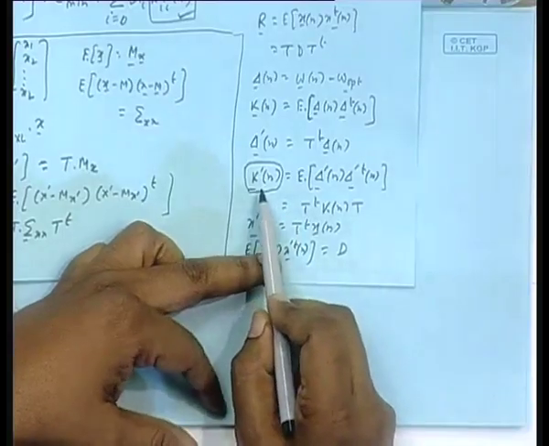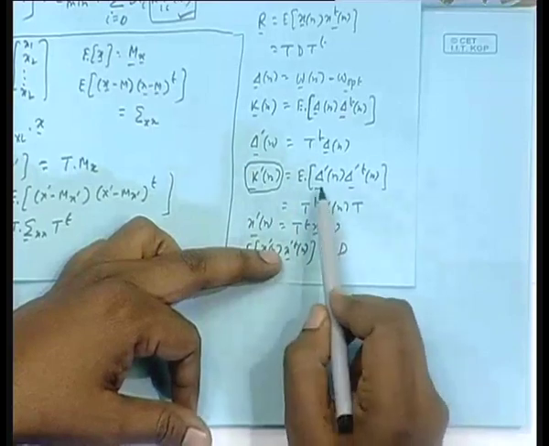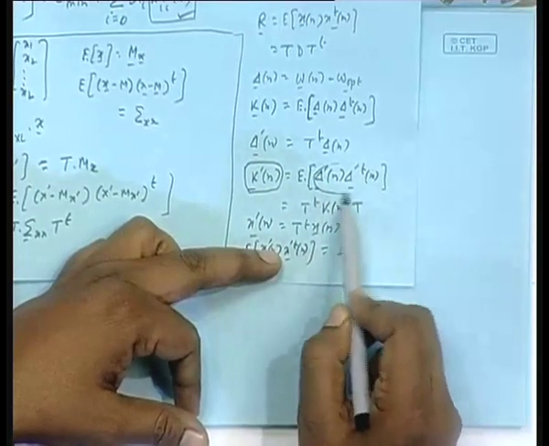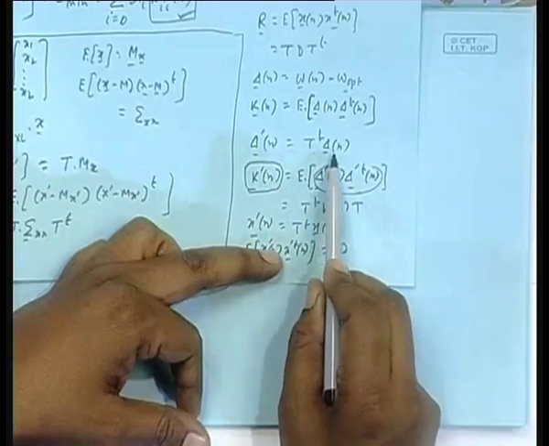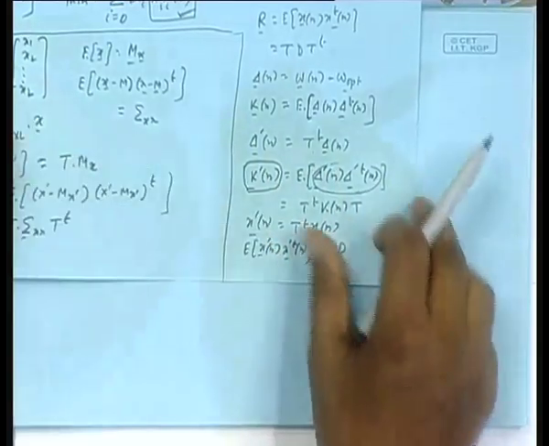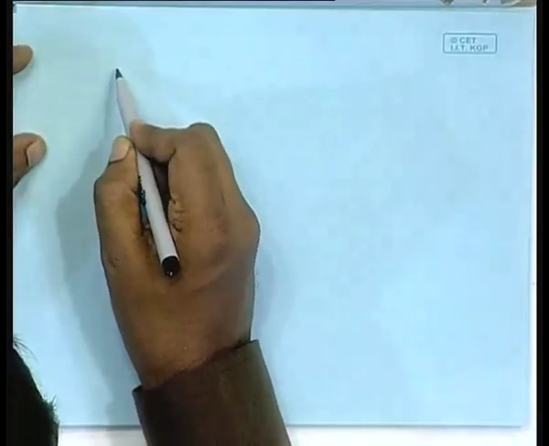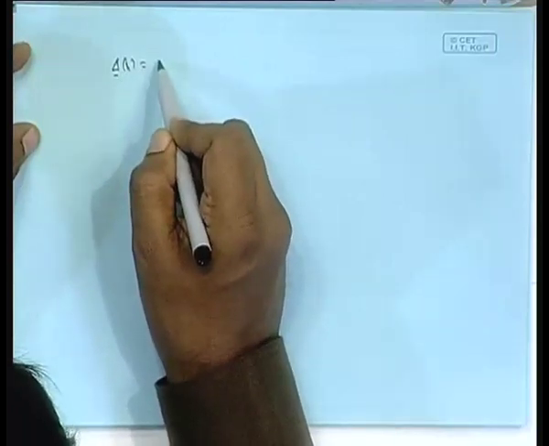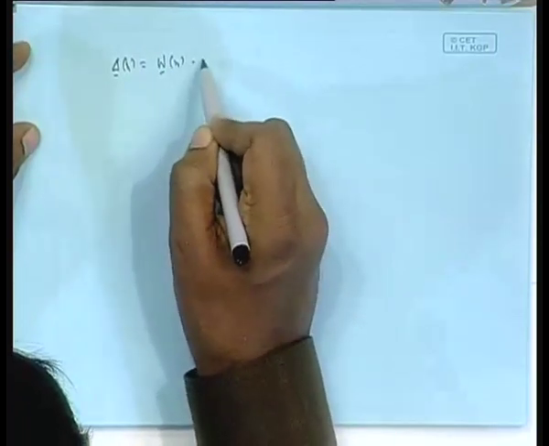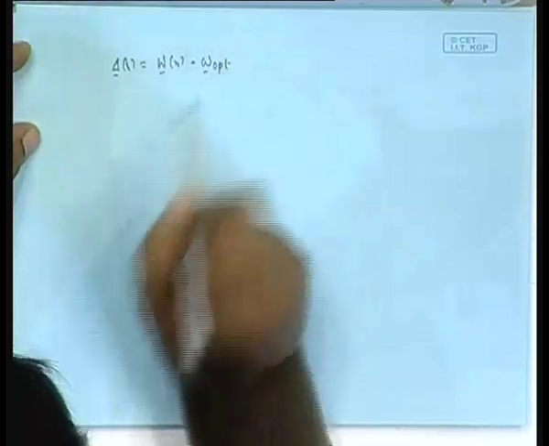Anyway, I told you I want to track this matrix K prime n. What is K prime n? It is the covariance, or rather correlation, of delta prime n. And what is delta prime n? It is T transpose delta n. So let us see what delta n is. We know delta n was the actual weight minus the optimal weight, the deviation. Fine.